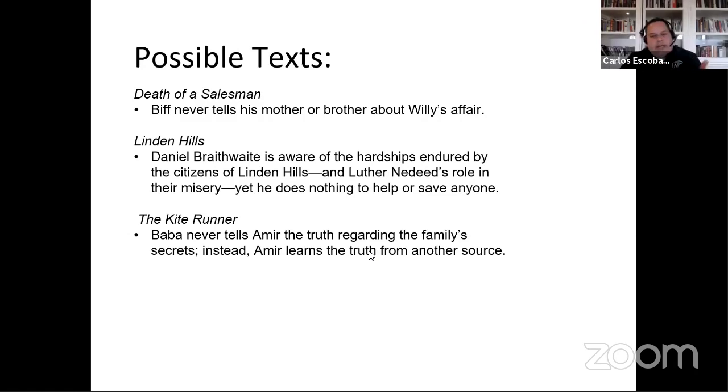So let's look at how, with these 3 books, we might be able to tackle the prompt that Ms. Barber was talking about. With Death of a Salesman, there's many deceptions there, right? But we're focusing, for example, on Biff's decision not to tell his mother or his brother about their father's infidelity. Why does Biff decide to do this, and how does that connect to the meaning of the work as a whole is a major question we would have to tackle.